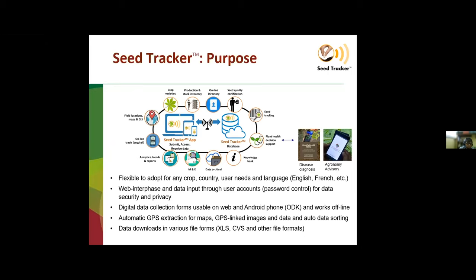Seed Tracker offers digital data collection forms necessary for inputting data, which also operate in areas without internet. The offline feature is an important requirement to enable this tool's usage in areas where there is no internet connectivity. The data get captured into the device. When the device gets connected to the Wi-Fi network, the data is automatically transmitted to the Seed Tracker database.